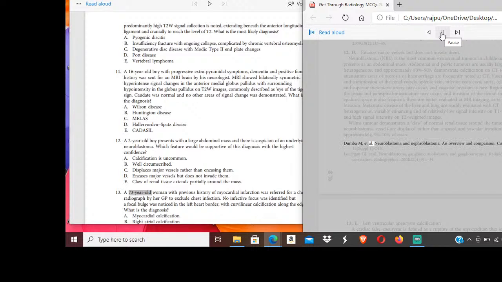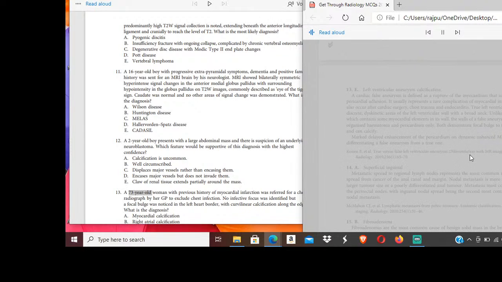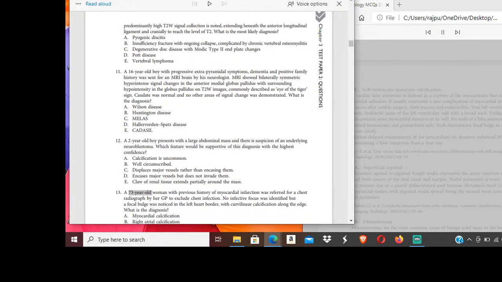Dumba M, et al. Neuroblastoma and nephroblastoma, an overview and comparison. Cancer Imaging. 2014, 14, Suppl 1. Lonergan GJ, et al. Neuroblastoma, ganglioneuroblastoma, and ganglioneuroma, radiologic pathologic correlation. Radiographics. 2000.